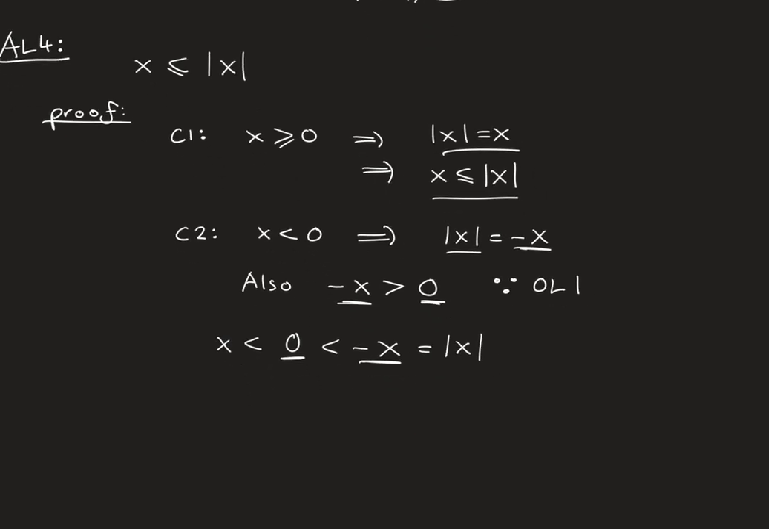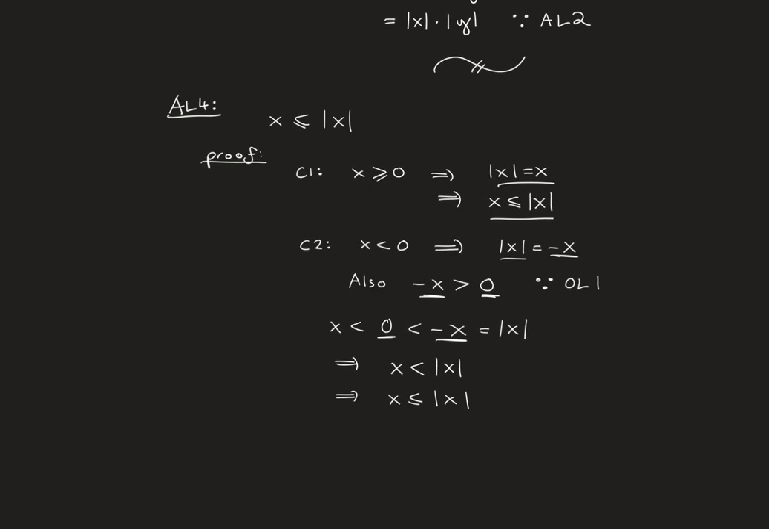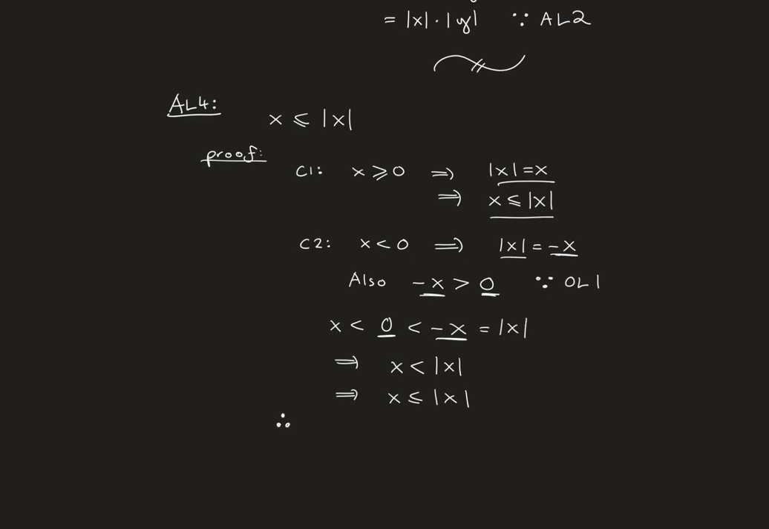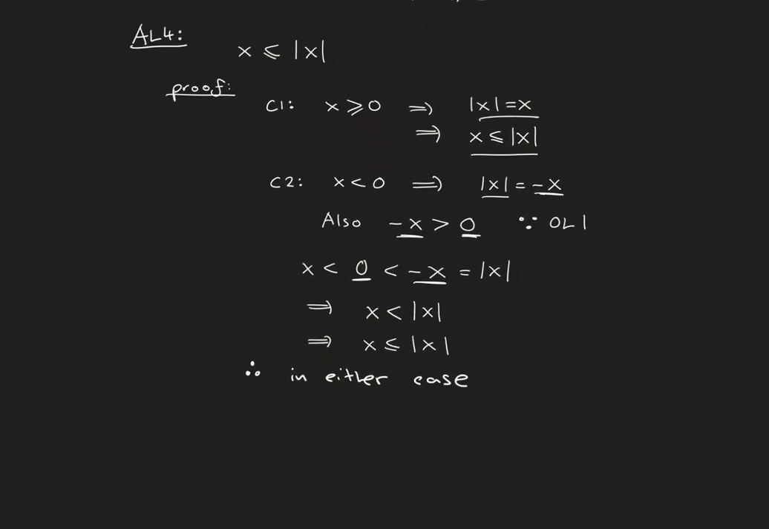And we did it. What that implies by definition of order, transitivity, is x is strictly less than the absolute value of x, but that of course also implies that x is less than or equal to the absolute value of x. Therefore, in either case, x is less than or equal to the absolute value of x.